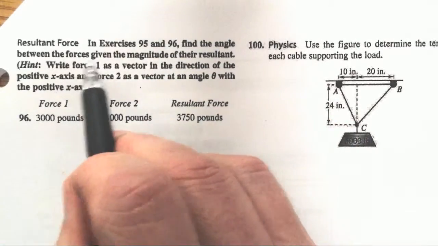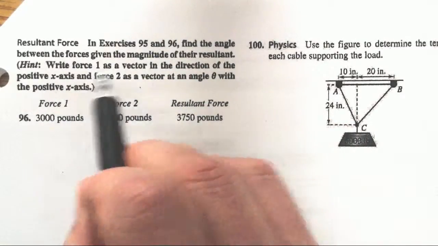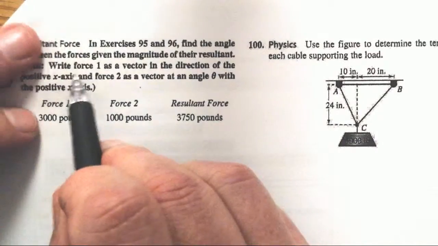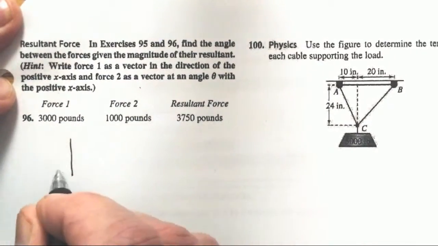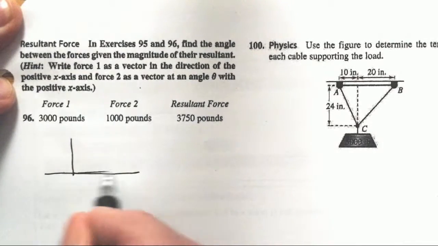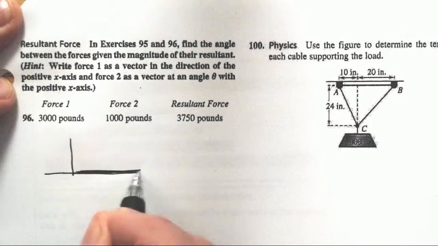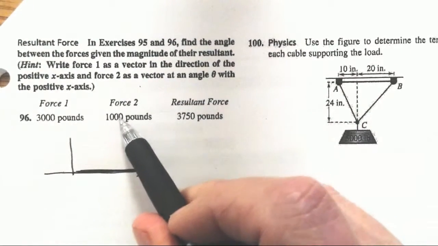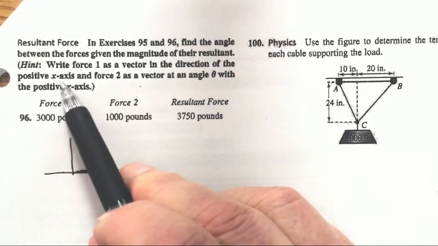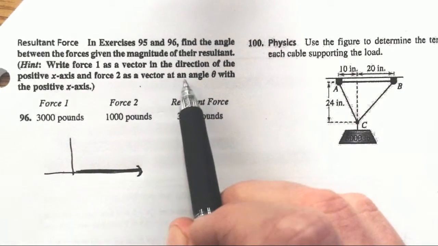Find the angle between the forces given the magnitude of their resultant. Hint, write force 1 as a vector in the direction of the positive x-axis. So positive x-axis, force 1, 3,000. My first golf shot went 3,000 straight right. And then I have another force of 1,000, and force 2 is a vector at an angle of theta.